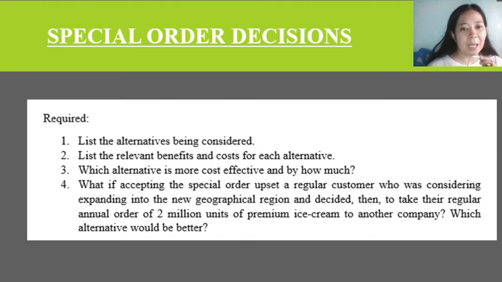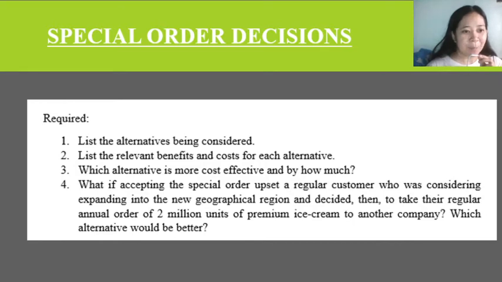So the requirements are: number 1, list the alternatives being considered. Number 2, list the relevant benefits and costs for each alternative. Number 3, which alternative is more cost effective and by how much? Number 4, what if accepting the special order upset a regular customer who was considering expanding into the new geographical region and decided then to take their regular annual order of 2 million units of the premium ice cream to another company? What alternative would be better?